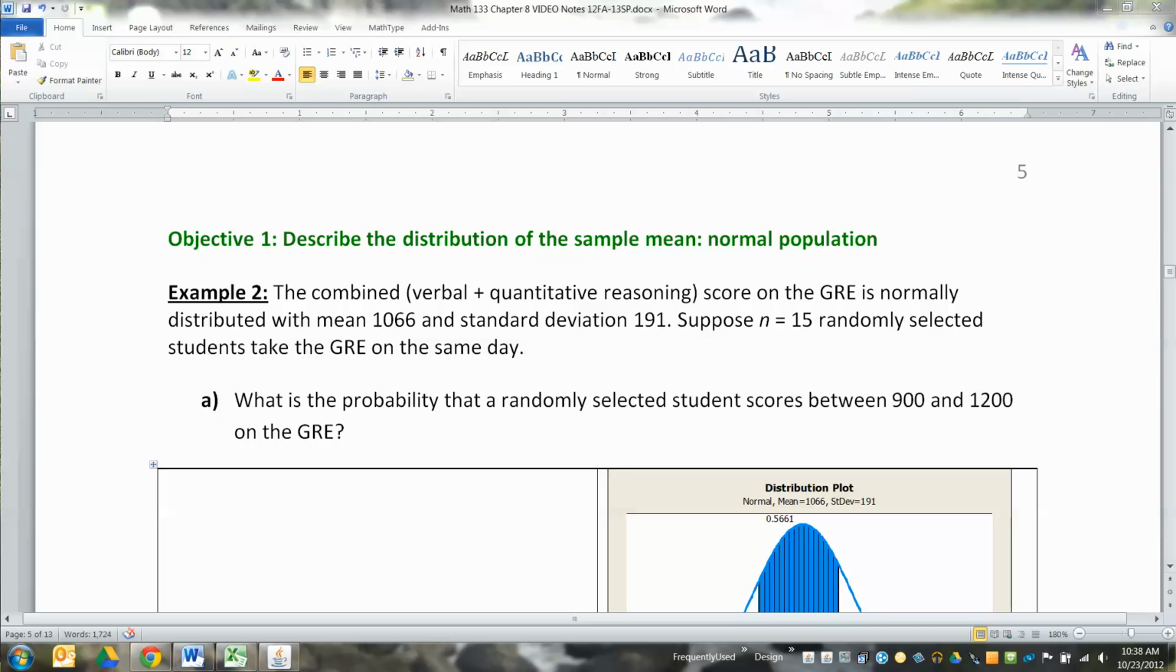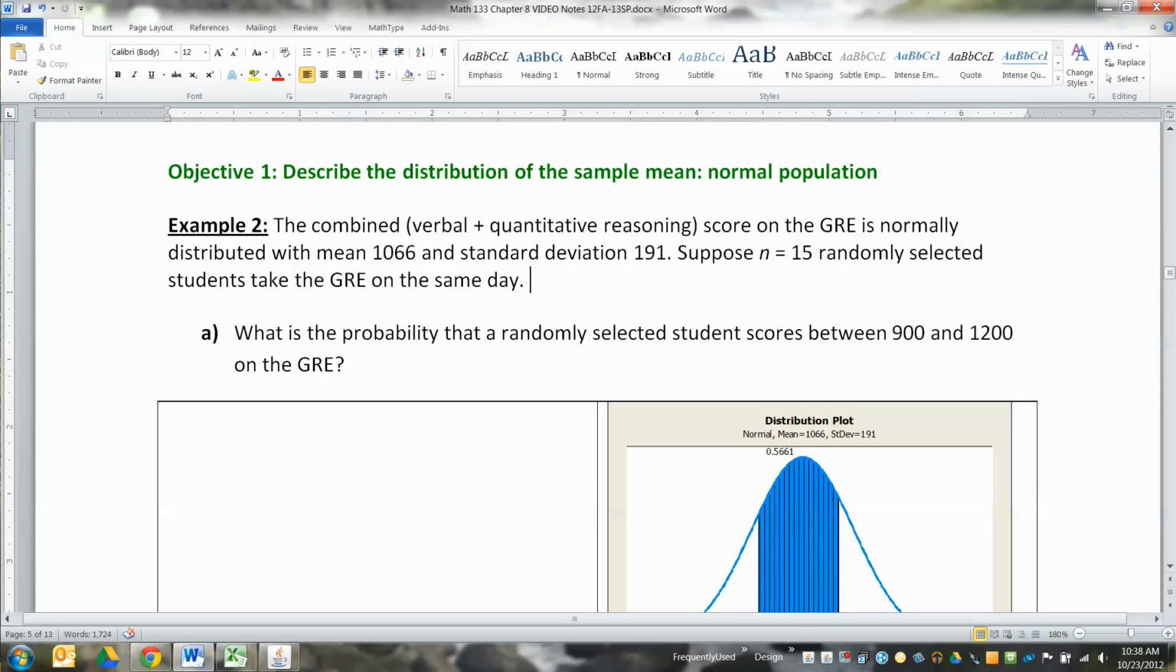Suppose n equals 15 randomly selected students take the GRE on the same day. Okay, so we're going to look at n equals 15. Now let's look here. What is the probability that a randomly selected student scores between 900 and 1200? A randomly selected student. We all passed English class at one point. That's single. That's one person.